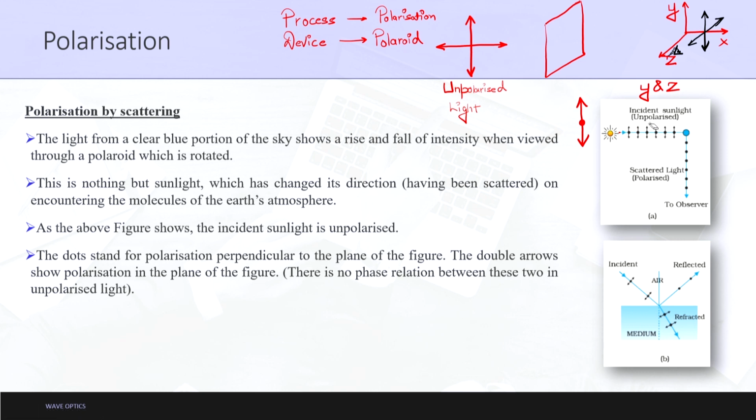So this explanation I have explained to you. Now let us move on to everything which is written on the left hand side. Okay. The light from a clear blue portion of the sky shows a rise and fall of intensity when viewed through a Polaroid which is rotated.